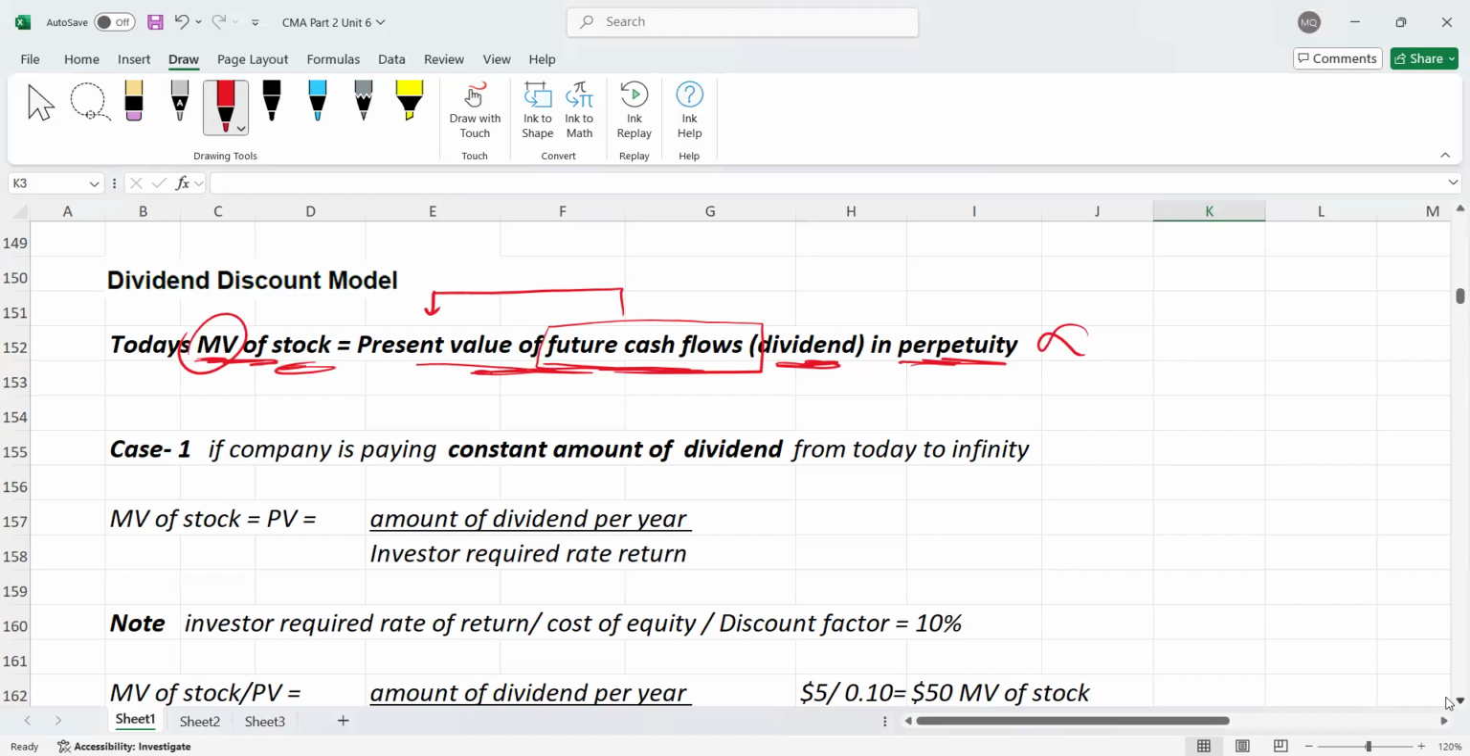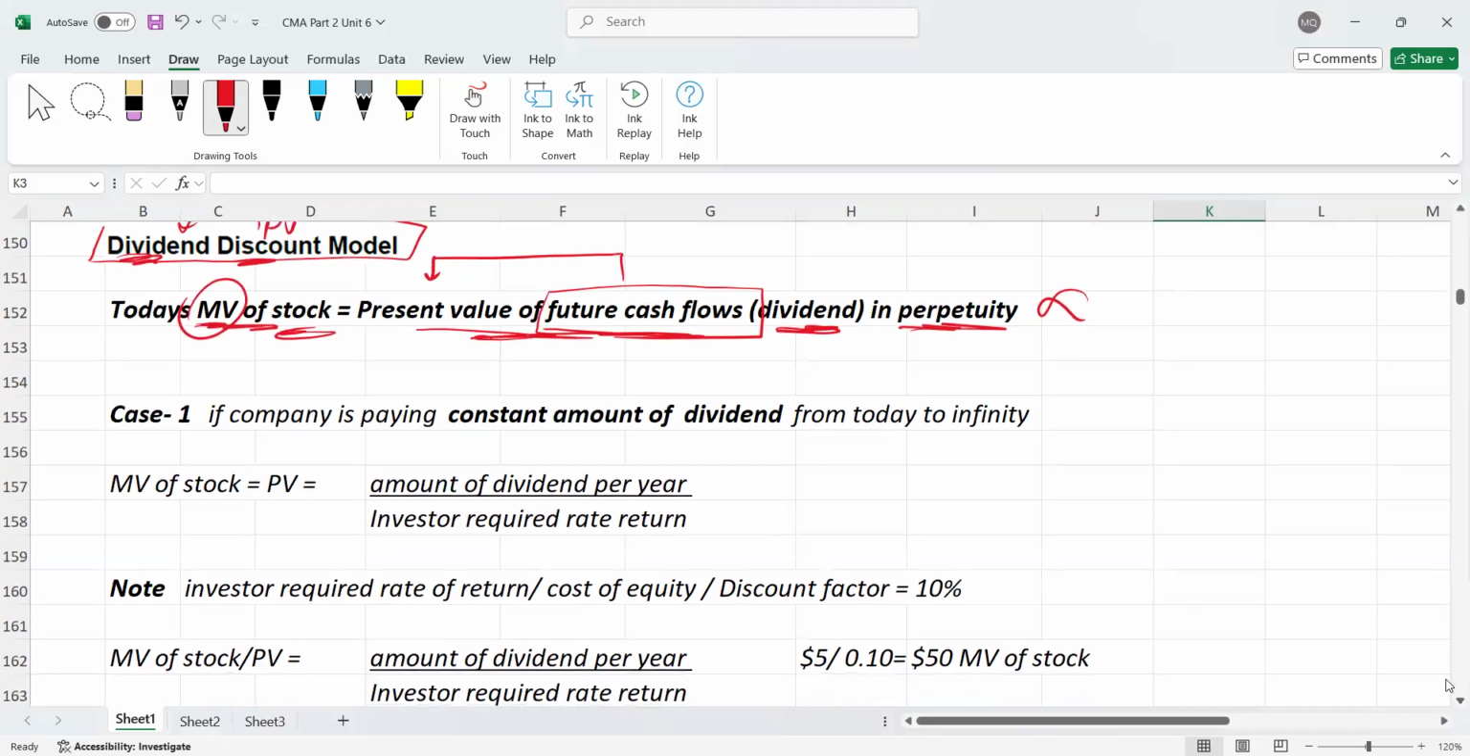This is the idea which we are going to use. The model we are using is called the dividend discount model, because this model simply discounts the dividend, or calculates the present value of dividend. And we have four cases here. You have to remember these four cases while tackling the question in your exam.